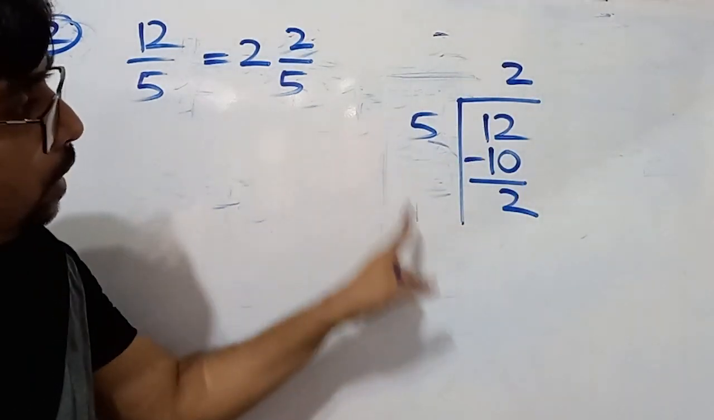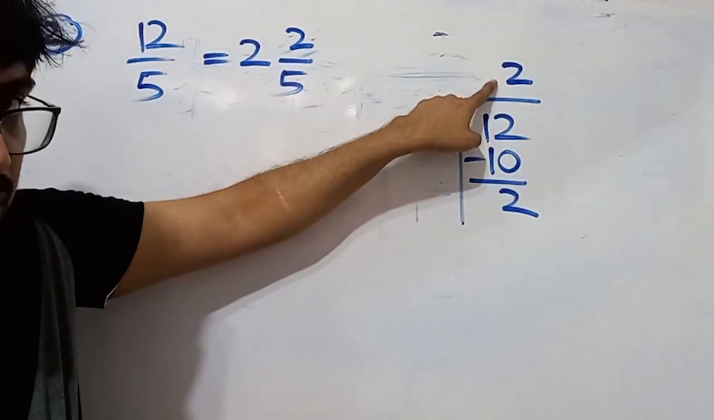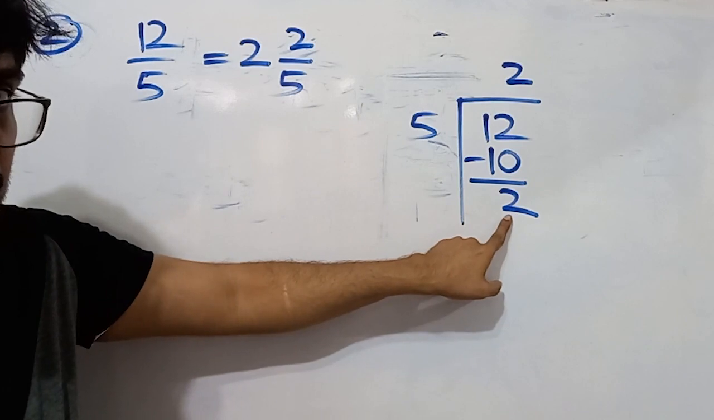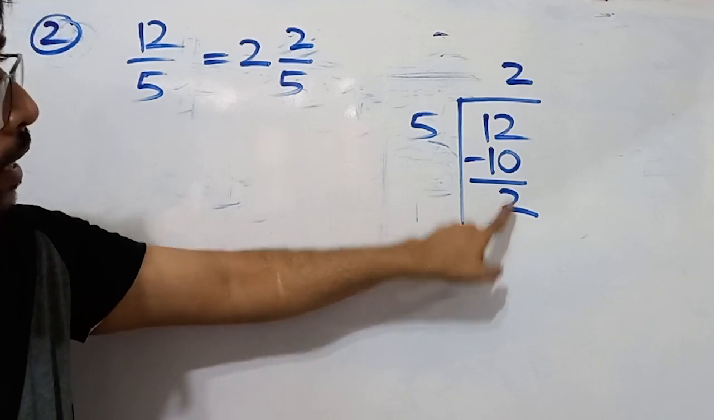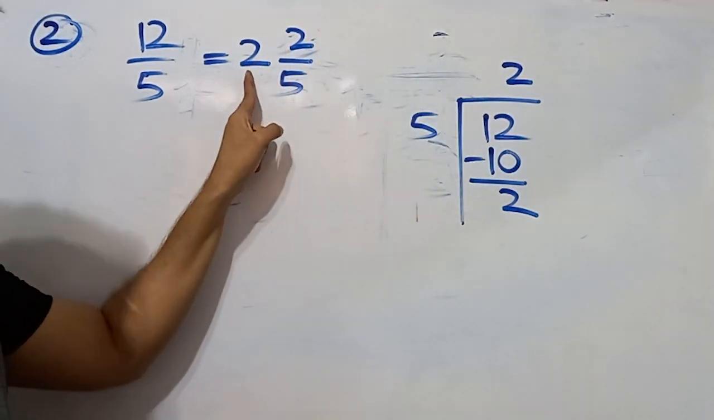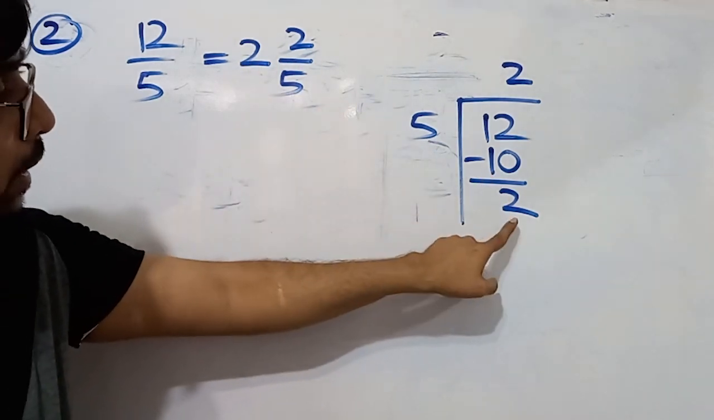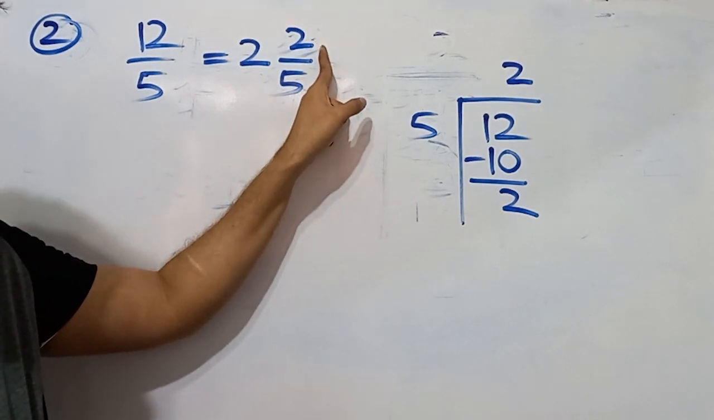Now, when we do the division, quotient and the remainder, we get the same number, right? So, the quotient will be the whole number part and the remainder will be what? The numerator of the fraction part.